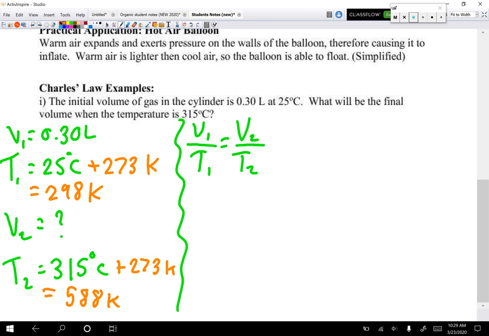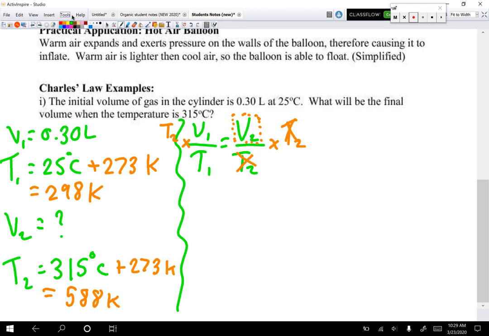So for example, we are solving for V2. So we want to solve for V2 right here. That means we have to get rid of T2. Now we'll notice that V2 is being divided by T2. So because it's being divided, in order to get rid of T2, we have to multiply both sides by T2. And this will cancel out T2 on the right hand side.